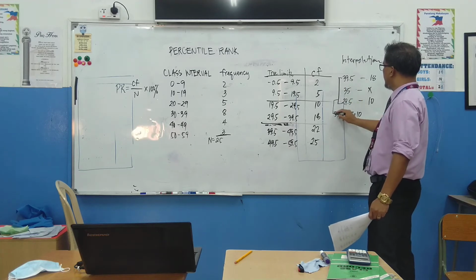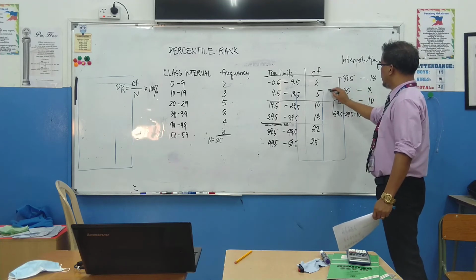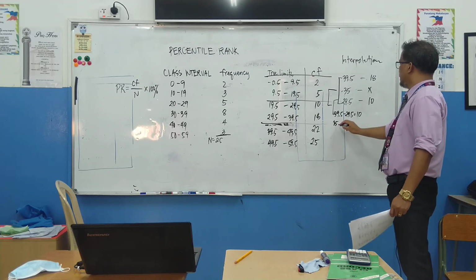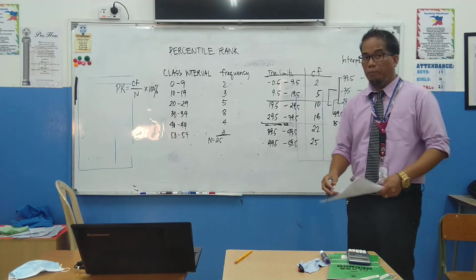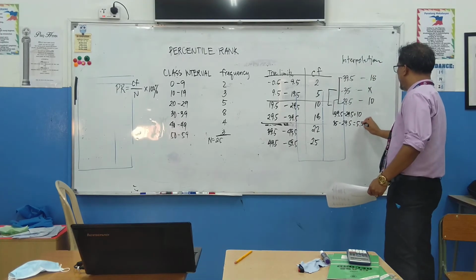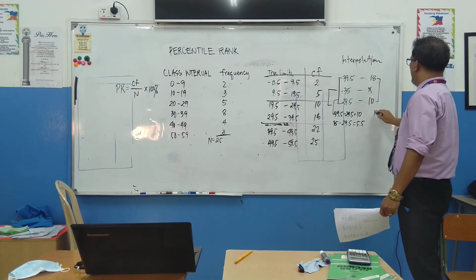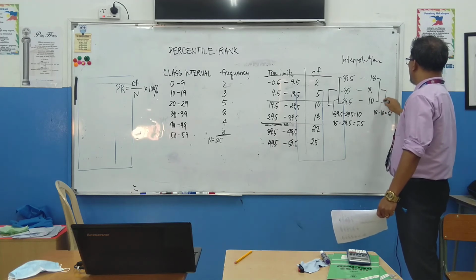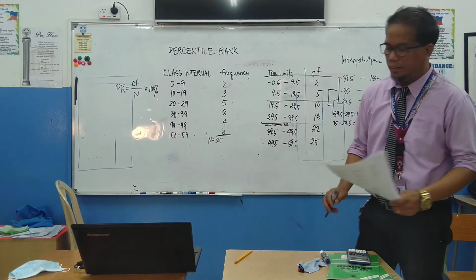Then the next one, 35 minus 29.5, the answer is 5.5. Then we subtract this also: 18 minus 10, the answer is 8. And then we subtract this also: x minus 10. So that is the interpolation process.